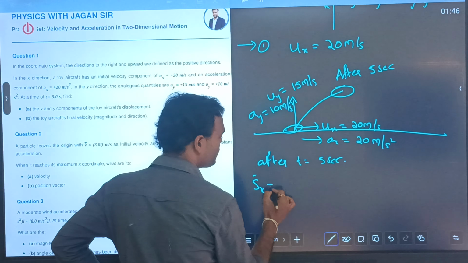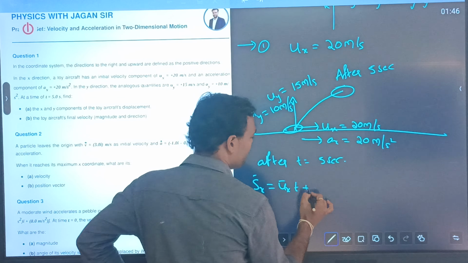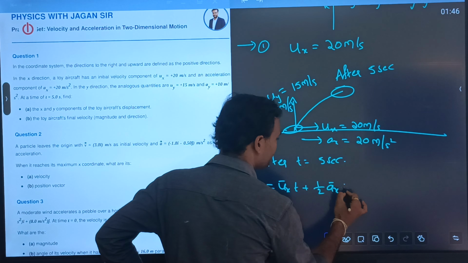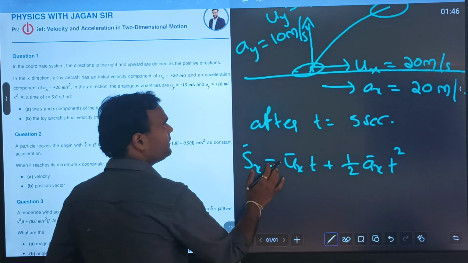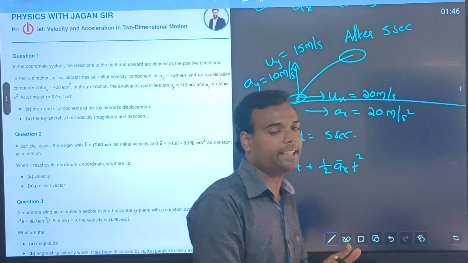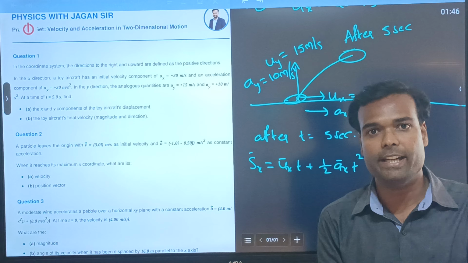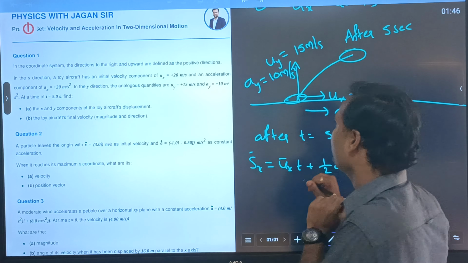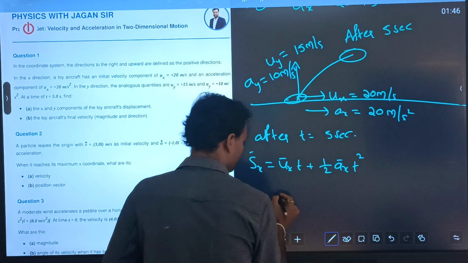Now, Sx = uxt + half axt square. I am giving this example for your clarity of understanding. To improve your clarity, I am giving this as an example. Then we will see one more example, 2, 3 also.